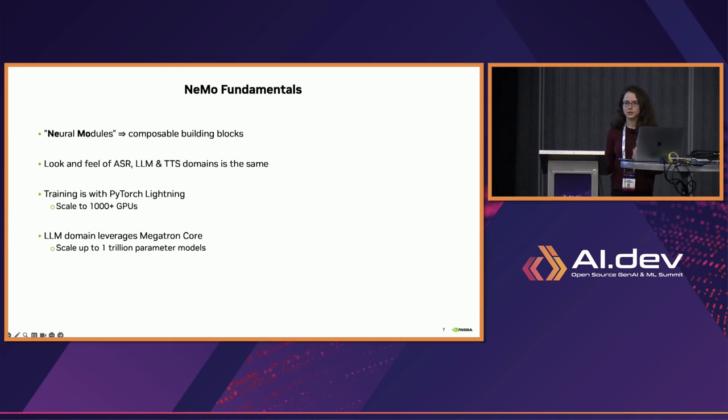Training is with PyTorch Lightning, which means it's really easy to scale to 1,000 plus GPUs. Additionally, if you're interested in LLMs, the LLM domain leverages Megatron Core, which means that you can scale your models up to 1 trillion parameters.